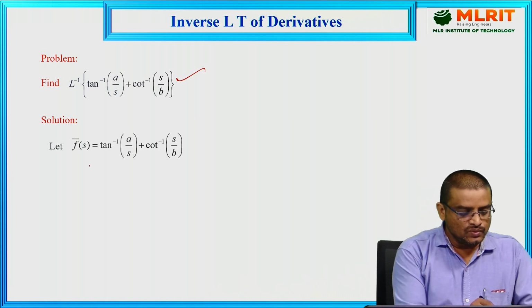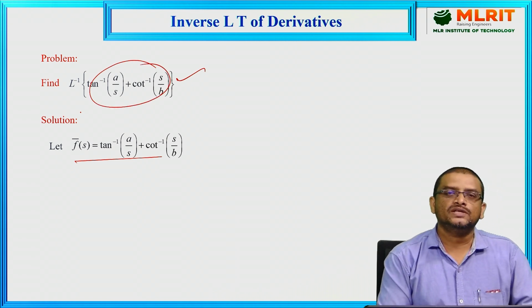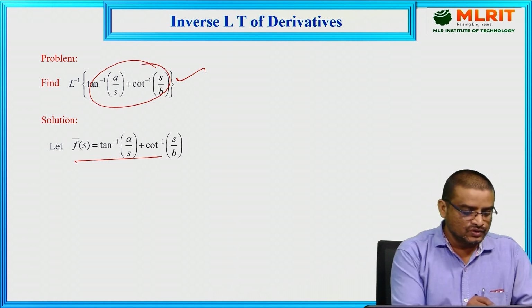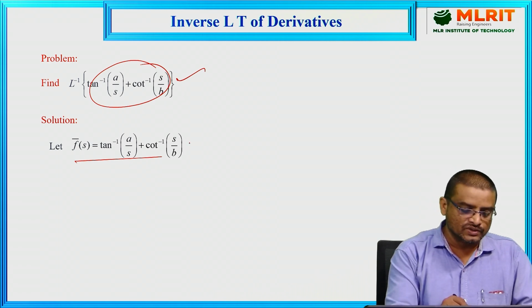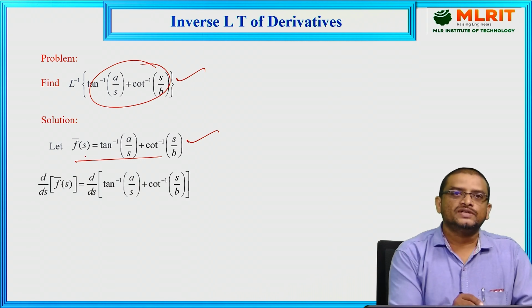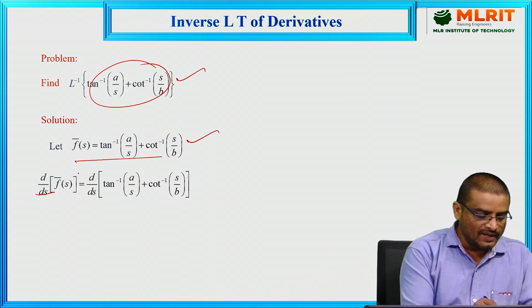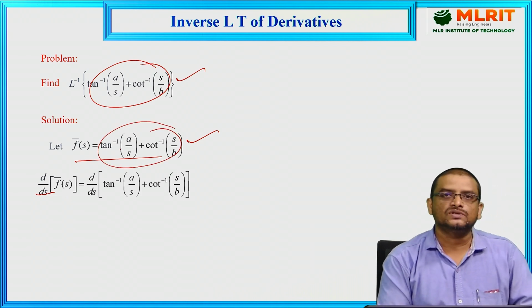So as usual, you consider this entire function as f bar of s. I want to explain this in method 1. So f bar of s is equal to tan inverse of a by s plus cot inverse of s by b. Now apply a derivative on both sides with respect to s. d by ds of the LHS, and d by ds of both RHS terms.